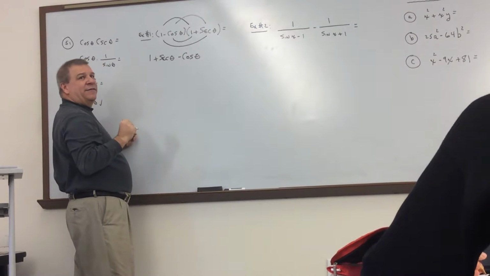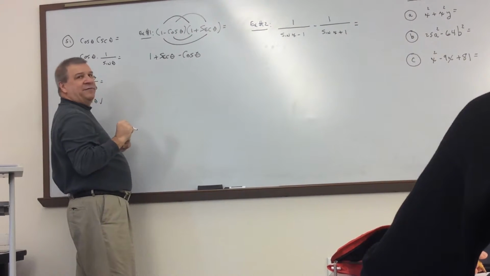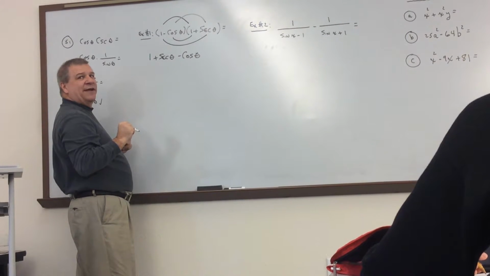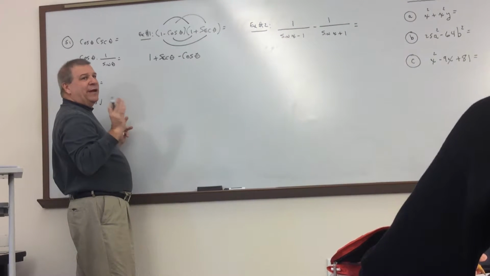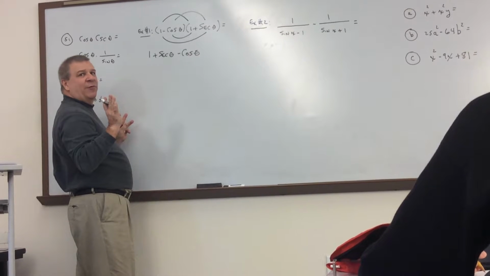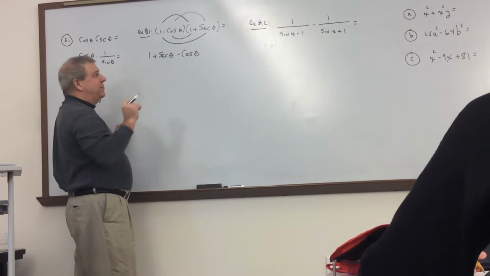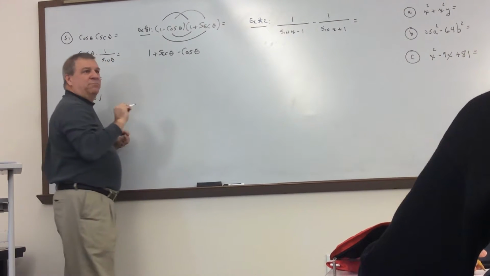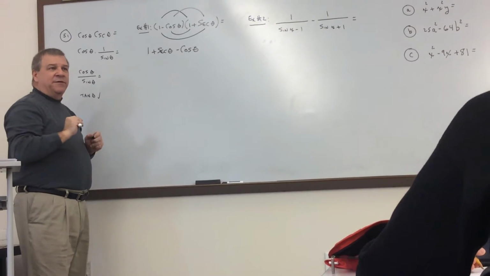And somebody raise your hand. What would be the answer to the last 2? Look what's there. Remember all your identities now. We've been doing this all week. Dave? Negative cosine theta, secant theta. Look, you might as well go right to the answer.